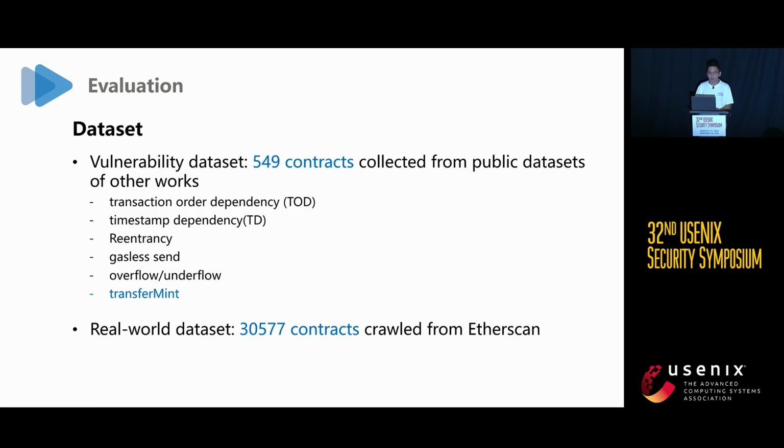Finally, we introduce the evaluation of our tool. We use two datasets here. The first dataset is used to test the performance of our tool in detecting different types of vulnerabilities. This dataset is collected from several public datasets of other works. And the second real-world dataset is used to evaluate the effectiveness of our tool in detecting real-world smart contracts. This dataset is collected from EtherScan.